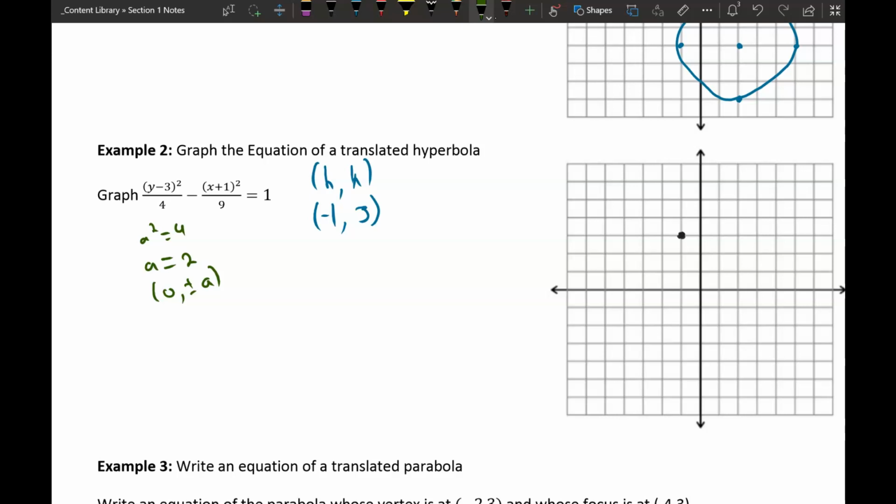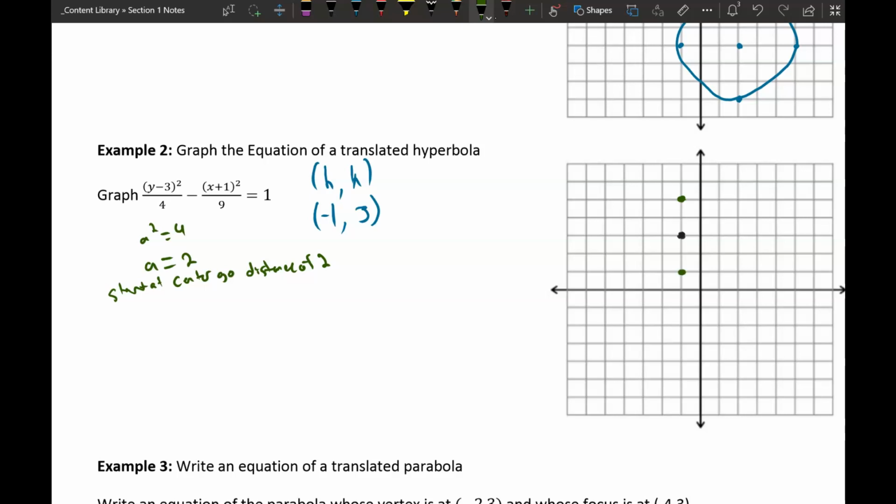So really we're starting here, and then we're going to have to go up 2 values. Remember that a represents a distance, so what we're saying here is start at center, go a distance of 2. And that's going to be true whether we had x out front or y out front. We just go a distance of 2. So 1, 2, this is going to be one vertex, go down 1, 2. This is another vertex, I should say, not a focus.